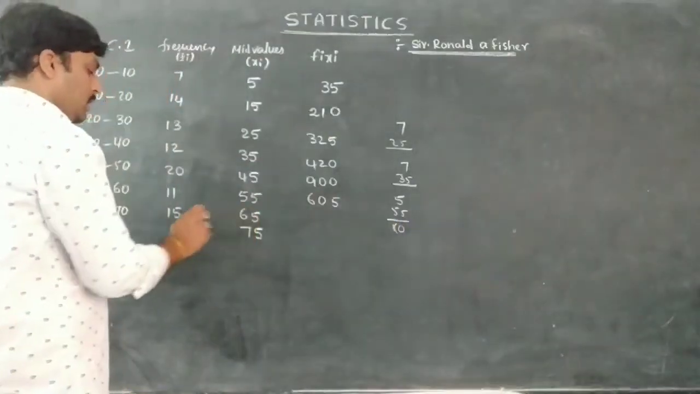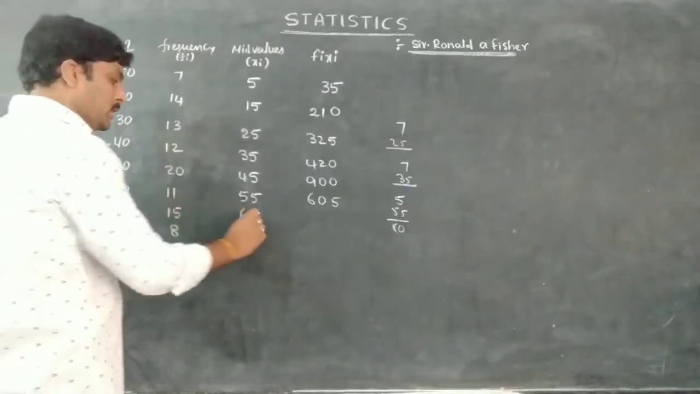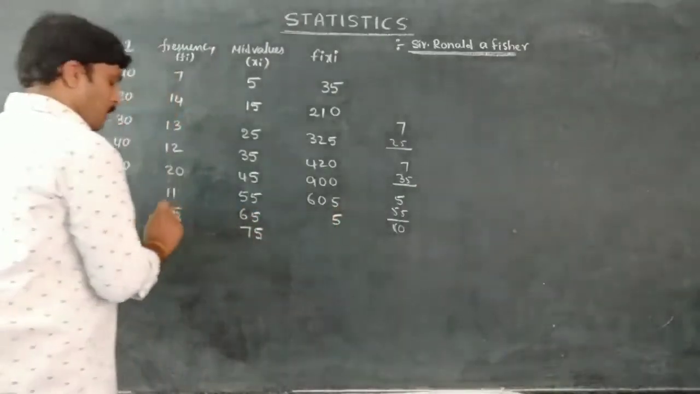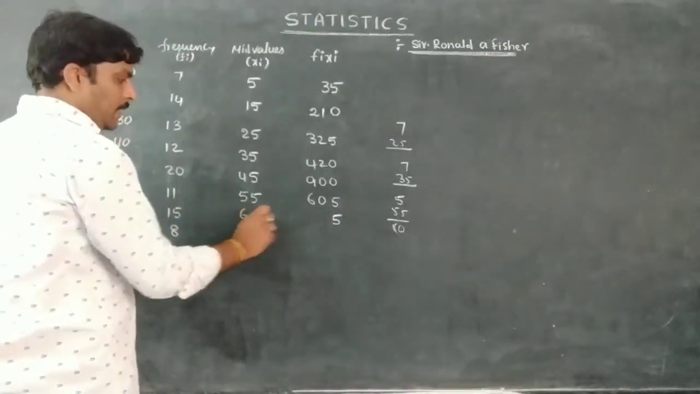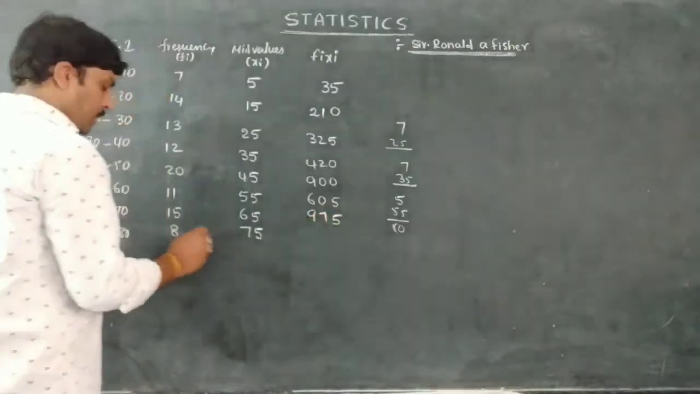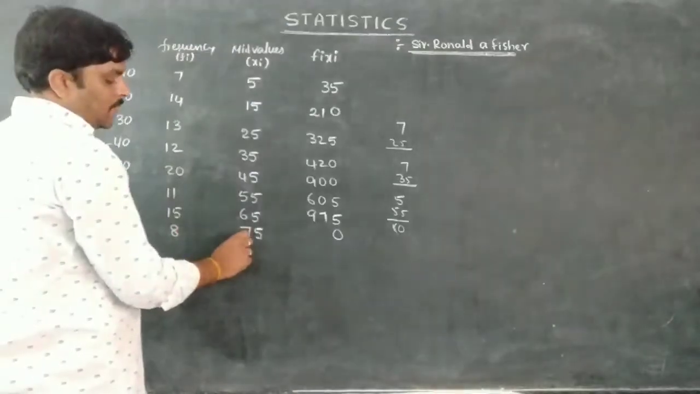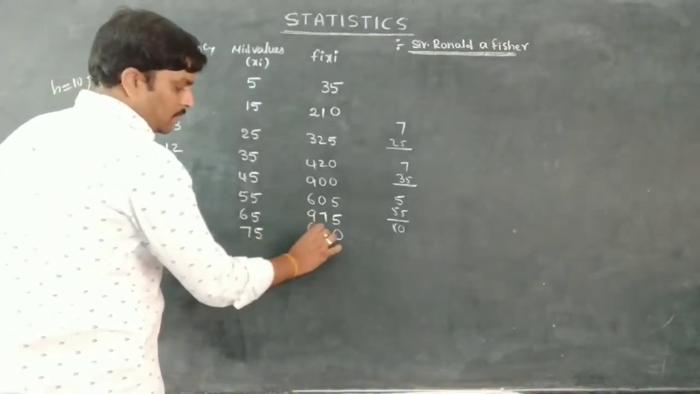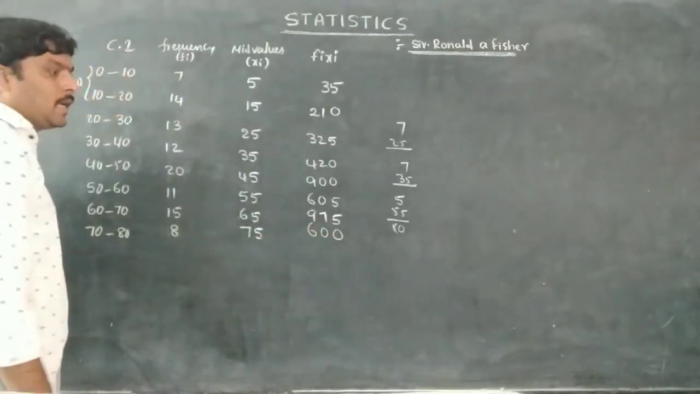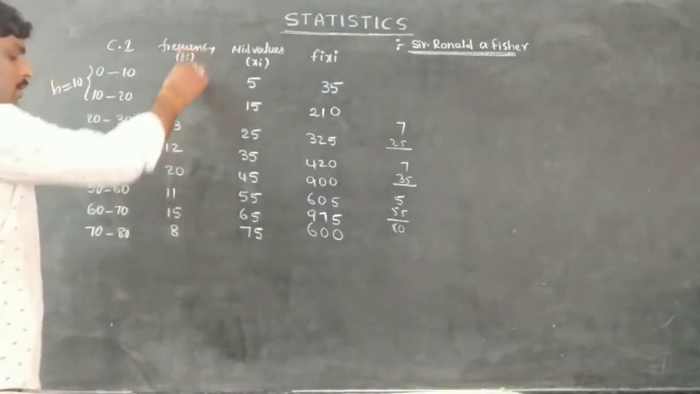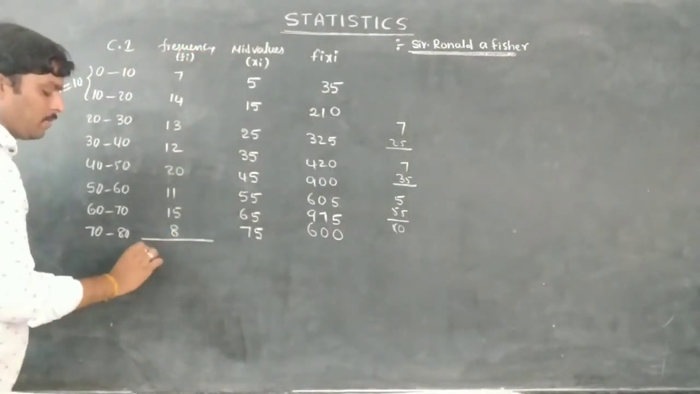Next, 65 5s are, you can multiply. 65 5s are 325. 65 6s are 390. Next 75 5s are 375. 75 8s are 600. Now, this total frequency is sigma fi.